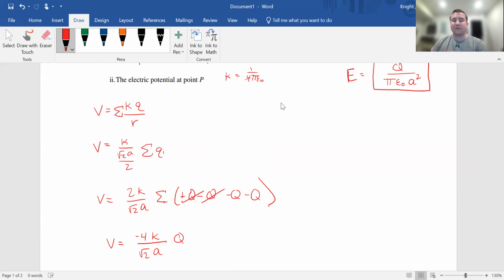Again, k I don't think counts as a fundamental constant, so we should replace it with the 1 over 4 pi epsilon naught, which means the 4s are going to cancel again, and we'll get potential is equal to, sorry, negative q over root 2 times 4 times pi times epsilon naught times a. Can we do anything with the 4? I don't think we can do anything with the 4.